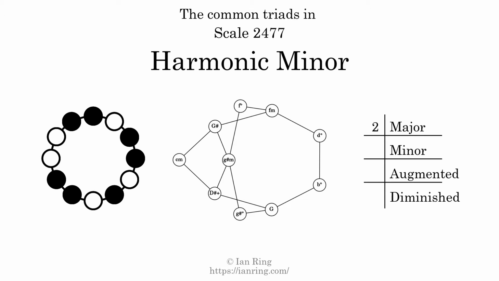There are 2 major triads. There are 3 minor triads. There is 1 augmented triad. There are 4 diminished triads. Here is a Hamiltonian path of parsimonious voice leading that uses all the triads.